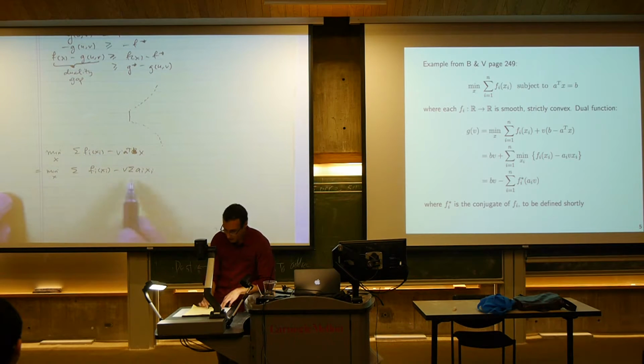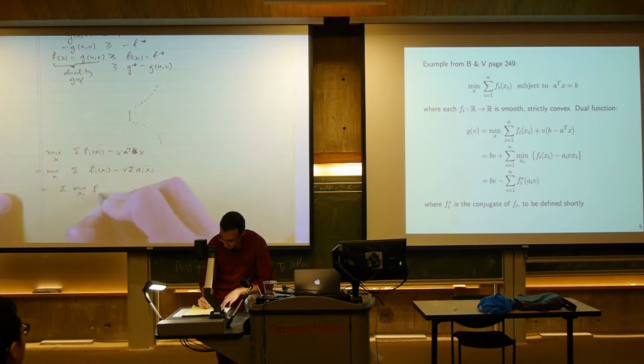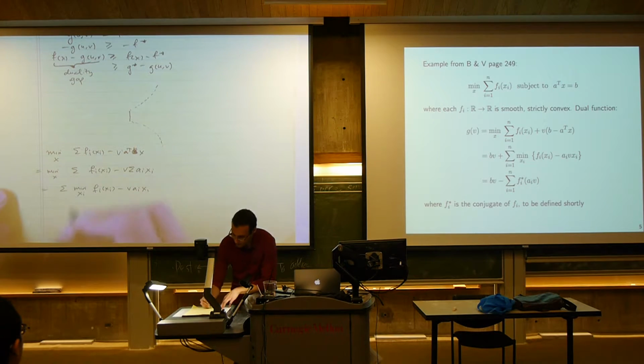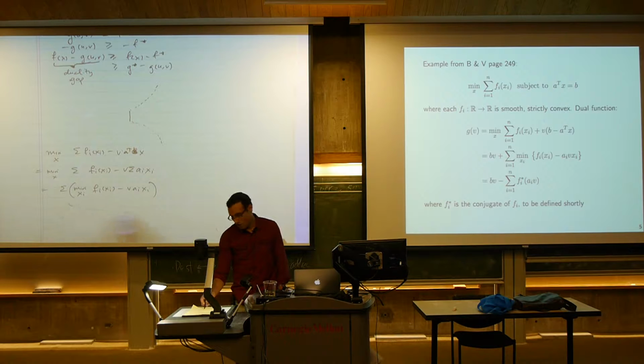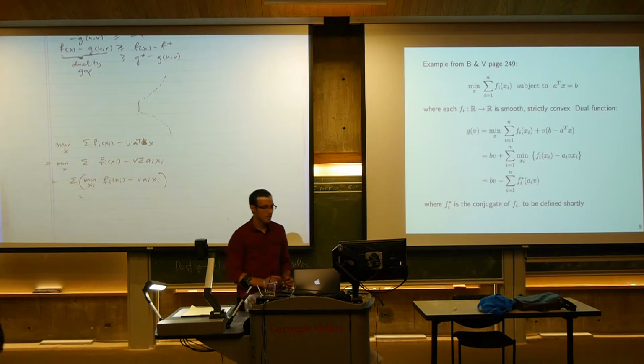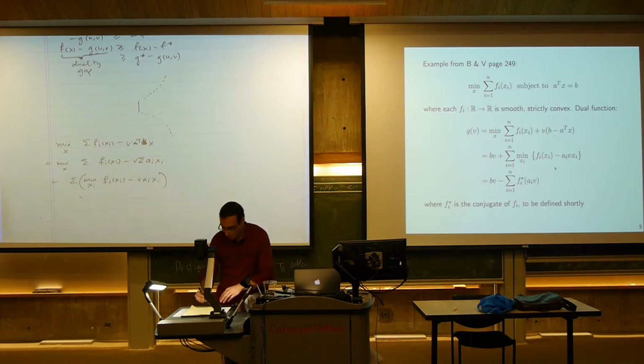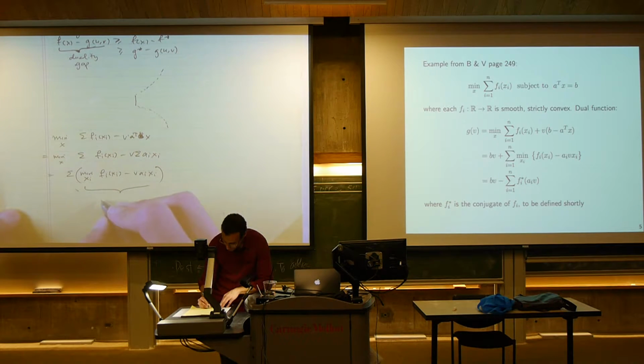The nice thing here is that this minimization separates into n separate minimizations. So this is just a minimum over xi of fi xi minus v times ai xi. That's the piece of the Lagrangian, the piece of the dual function, we have to figure out, because minimizing over x gives us the dual function. This may seem kind of foreign for now. We're just going to call this whole thing minus fi star of ai times v.